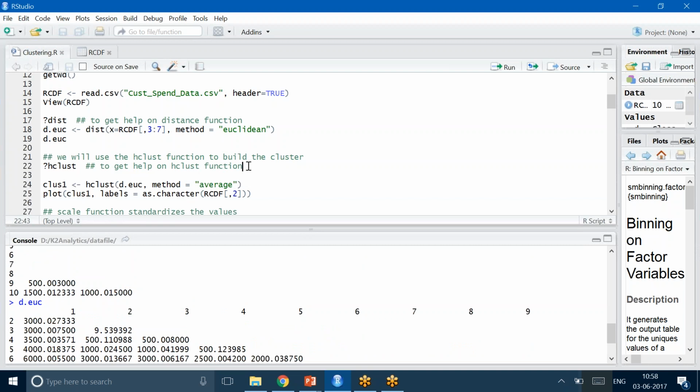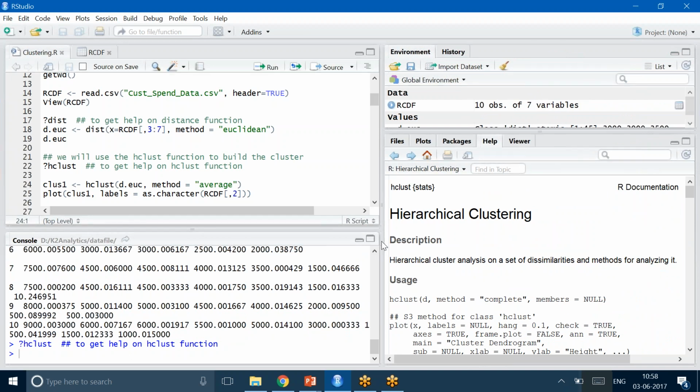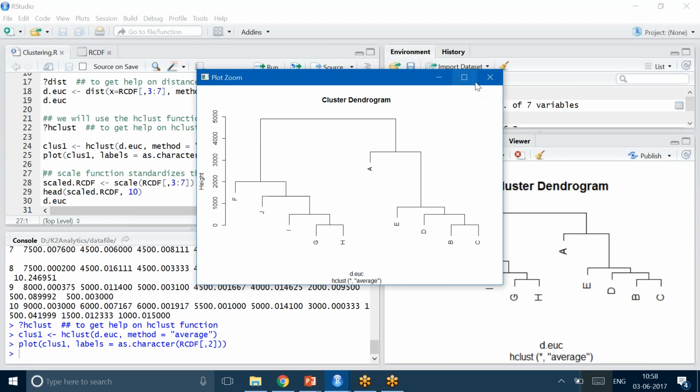So I'm going to use hclust. The hclust function documentation is all given here. It's hierarchical clustering. The method by default is complete, which means maximum distance. I don't want complete, I want something simple, so I'm going to use average. I'm saying do the clustering using the distance matrix which we created in the above step, using average linkage, and I want to see a plot. This plot is called a dendrogram.